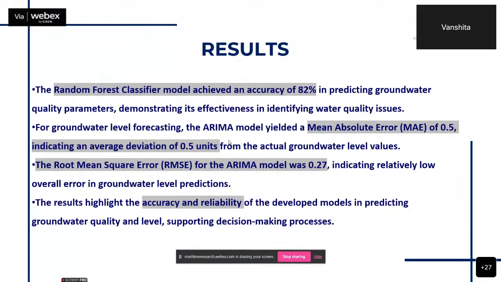Moving forward, the results. So for the quality prediction model, the random forest classifier achieved an accuracy of 82%. And for the level forecasting model, ARIMA yielded an MAE of 0.5, which indicates a deviation of 0.5 from the actual dataset, and RMSE was 0.27, which is relatively low. So these results highlight the accuracy and reliability of the developed models.